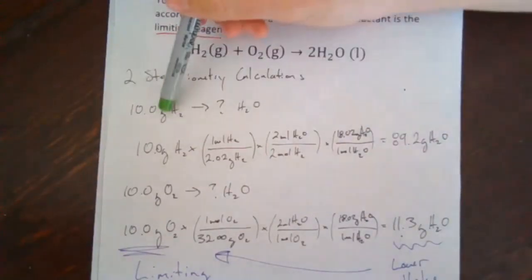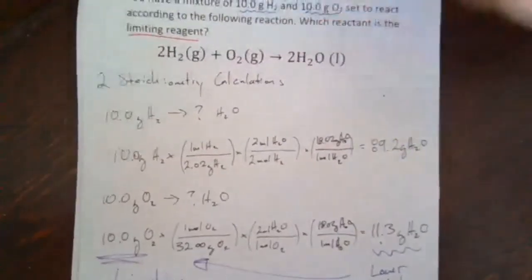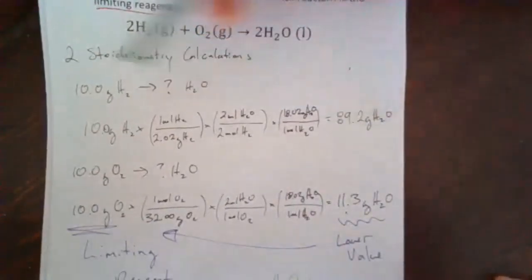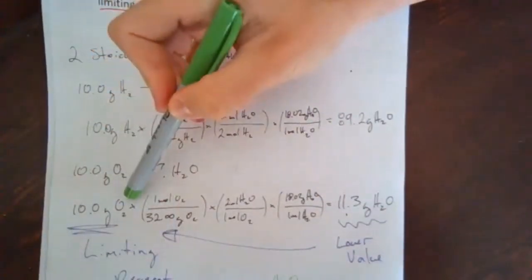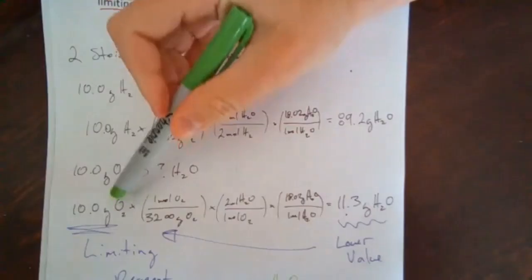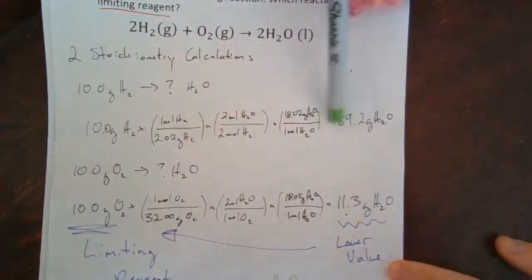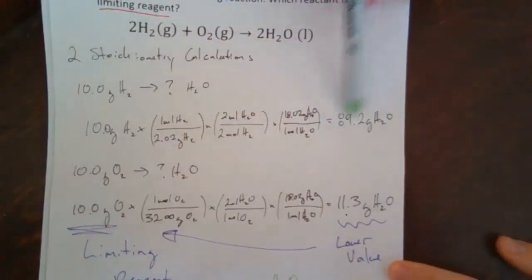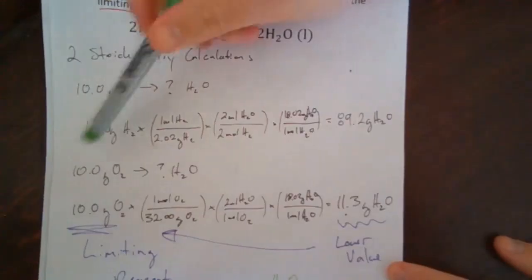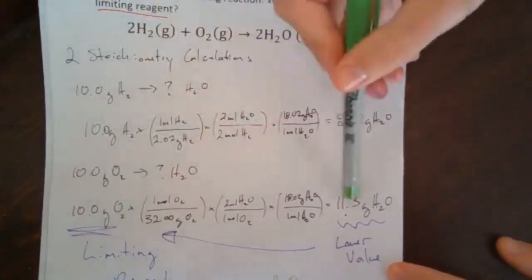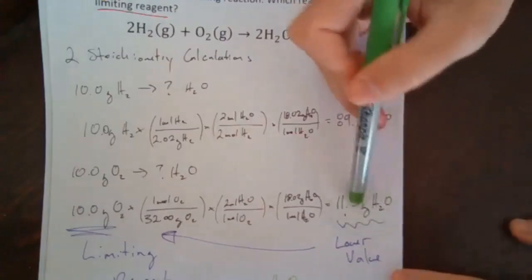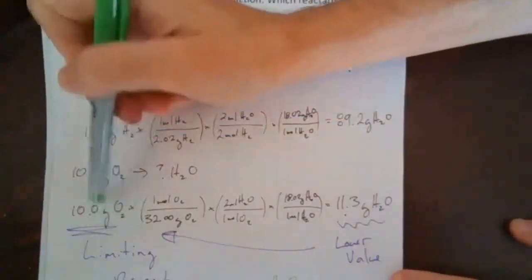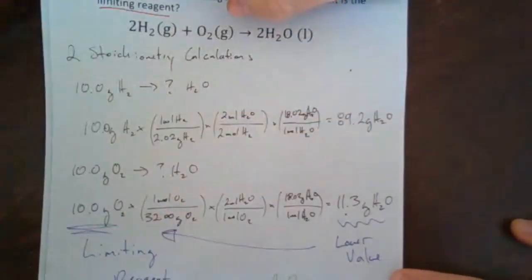Yes, you have enough hydrogen to make more water. You could make more water with the hydrogen that you have present, but you are limited by how much oxygen you have. The oxygen is going to run out. If you want to make all of this water from all this hydrogen, you need more oxygen. You only have enough oxygen to make 11.3 grams of water. This lower value indicates that this substance, oxygen, is a limiting reagent.